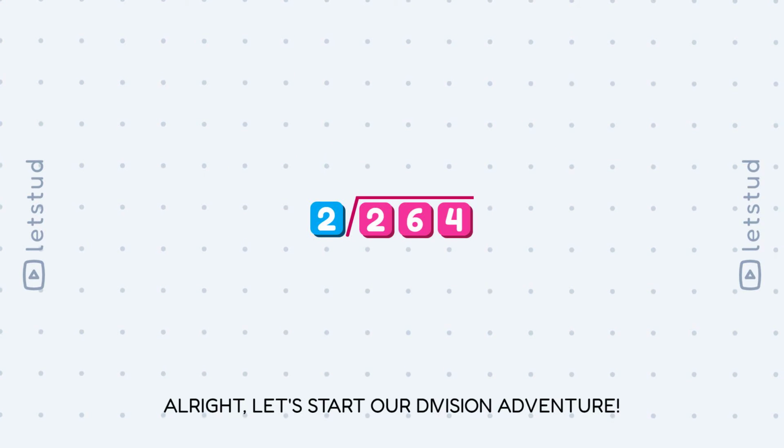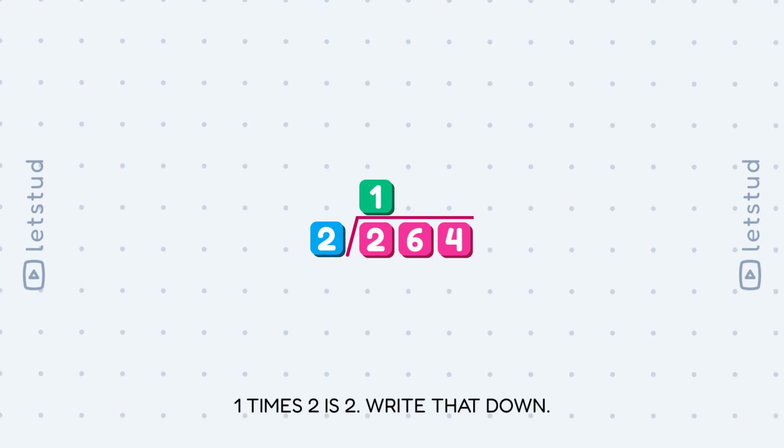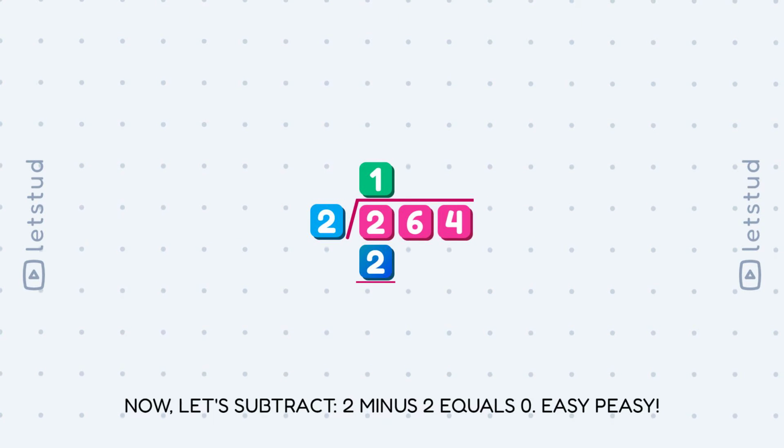Alright, let's start our division adventure. We'll bring down the first digit, which is 2. How many times does 2 fit into 2? It fits 1 time. 1 times 2 is 2, write that down. Now let's subtract. 2 minus 2 equals 0, easy peasy.